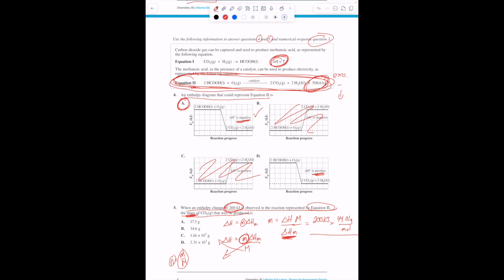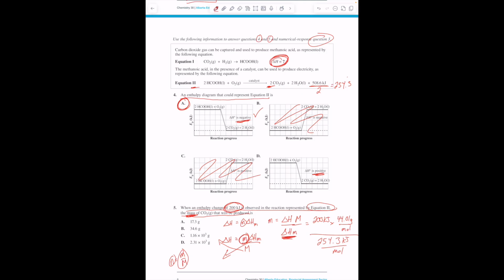Now, slight little trick here. I'm going to do some erasing. Look right here. Look right here. 508.6 is how many kilojoules when I'm dealing with 2 CO2s. So I got to divide that by 2, and that gives me 254.3. So that's the number that goes here. 254.3 kilojoules per mole.